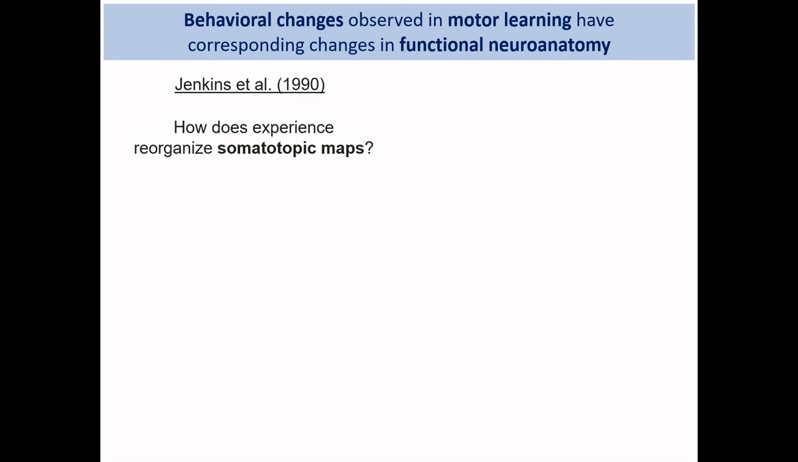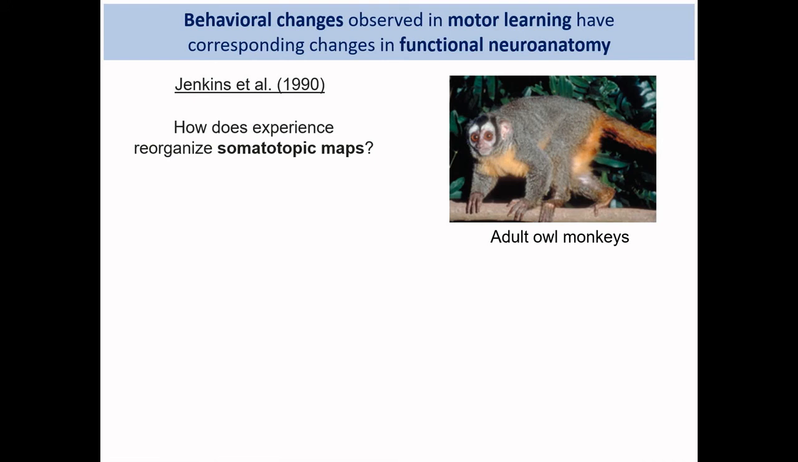In the last part of this lecture, I want us to look at a study by Jenkins and colleagues. This research looks at how motor learning affects the organization of somatotopic maps. Specifically, we're going to be looking at the mapping between areas of the body and activation of regions within the primary somatosensory cortex. Jenkins and colleagues did their research with adult owl monkeys.